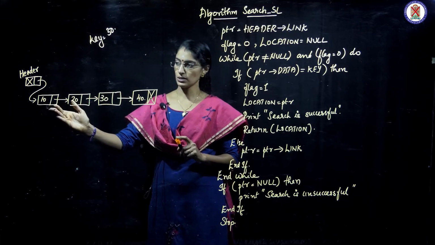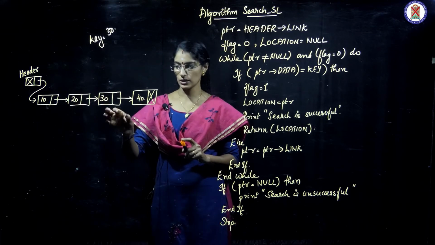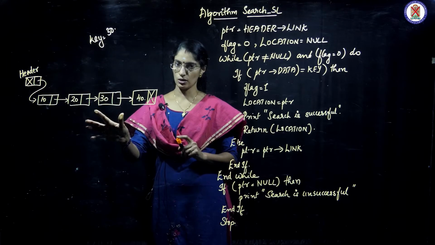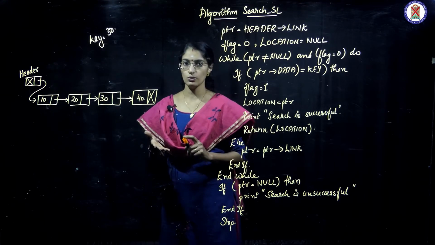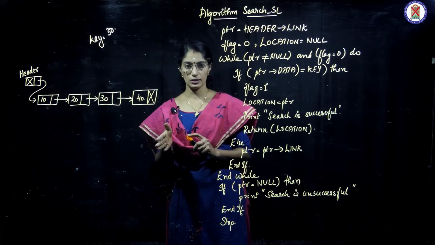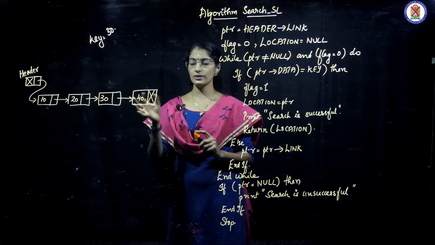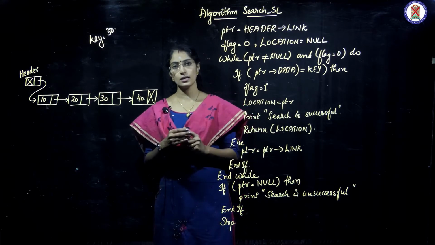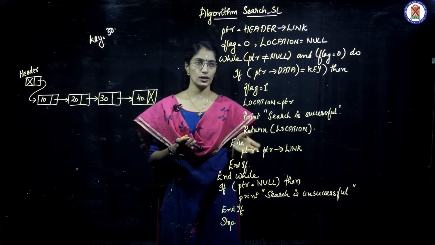Then what happens? If you find the particular data that is equivalent to the key value, you have to give a message that the search is successful, provided you also give the location of the particular key value. If it does not exist, naturally you will give a message that the search is unsuccessful. So let's go for the algorithm.